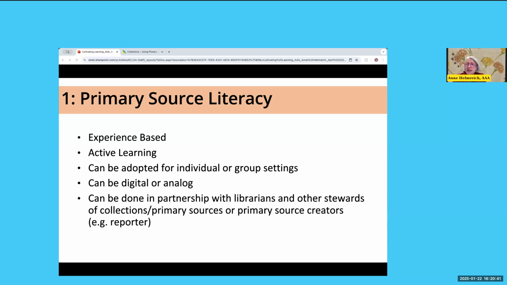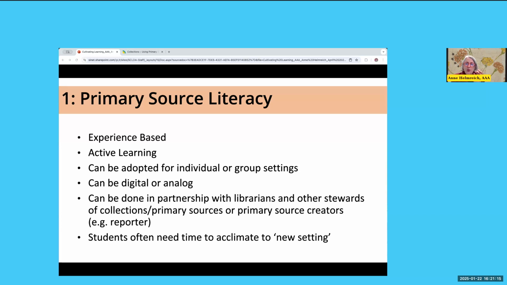Another thing about primary source literacy is it can be a way to do partnership teaching with librarians or other stewards of primary source collections. As I said, we saw that the Northwest Railroad Museum is here, so it's sometimes a great way to partner. Somebody mentioned teaching their students to think like a journalist. You could even bring in a journalist to help you think about primary source literacy. If you're a journalist, where do you get your evidence from? What do you consider your primary sources? And there's one more here.